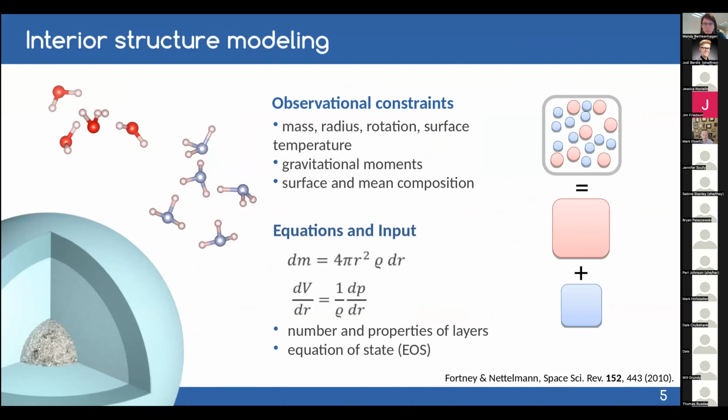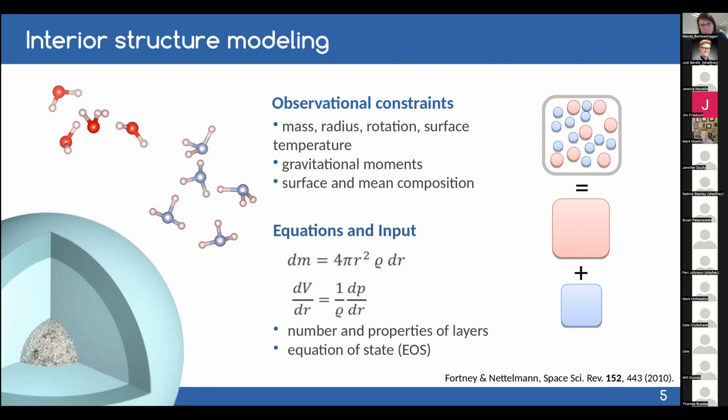So what I want to look at is, of course, the interior structure. Just to give everybody a quick heads up on how these interiors are usually calculated: we take all the observational constraints we know from missions, either from ground-based observations or from missions like Voyager 2. Basically, we have the mass, the radius, the rotation period, and the surface temperature. Then, depending on the kind of planet, we also have gravitational moments to a particular order, and also the surface and the mean composition.